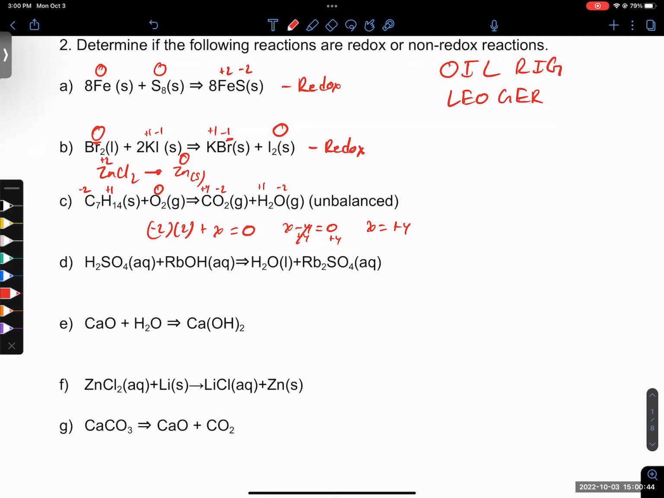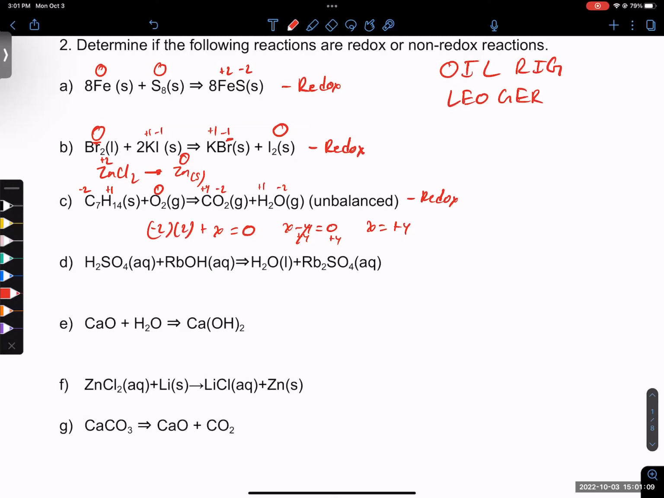Okay, perfect. So seeing that the numbers change, is this a redox reaction or not? Redox, yeah, because the numbers change. What's being oxidized and what's being reduced? Carbon's oxidized, right? Exactly. And what would you say about combustion reactions in general?